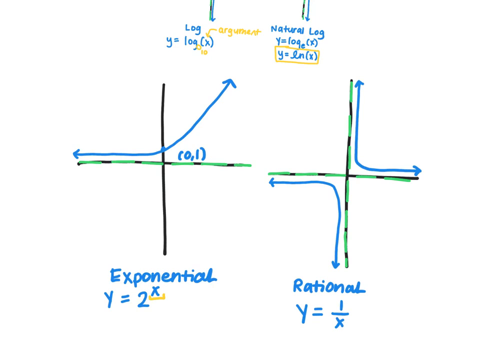Finally, our rational function. That means I'm going to have an asymptote along my x and my y-axis, and I have these two branches. These branches are never going to touch each other, and this right here is also an example of an infinite discontinuity. I know that my equation is rational because I have y is equal to 1 divided by x. My x is always in my denominator.